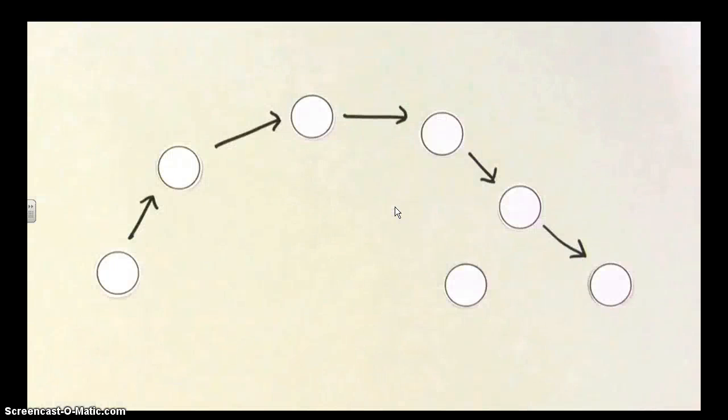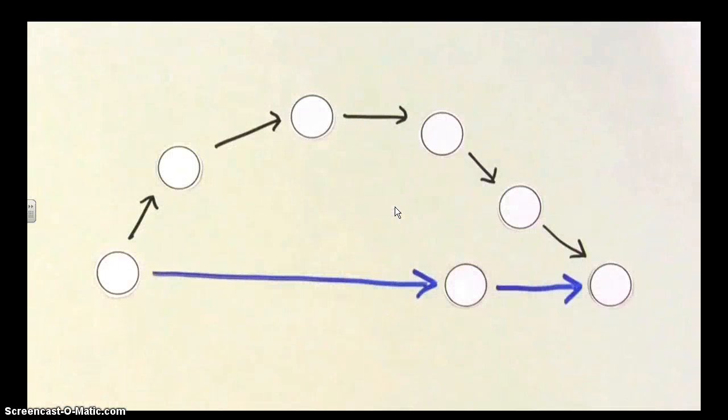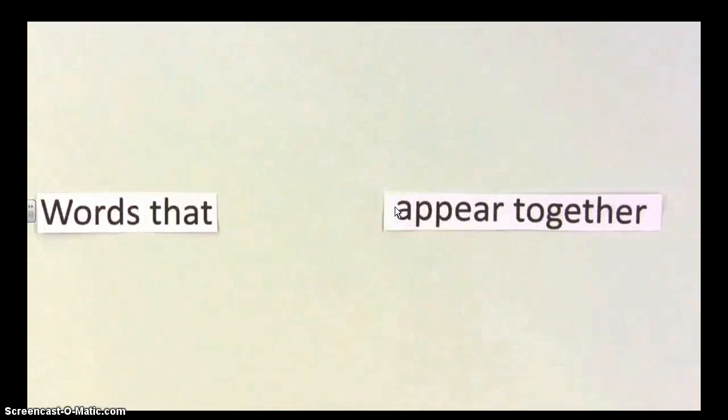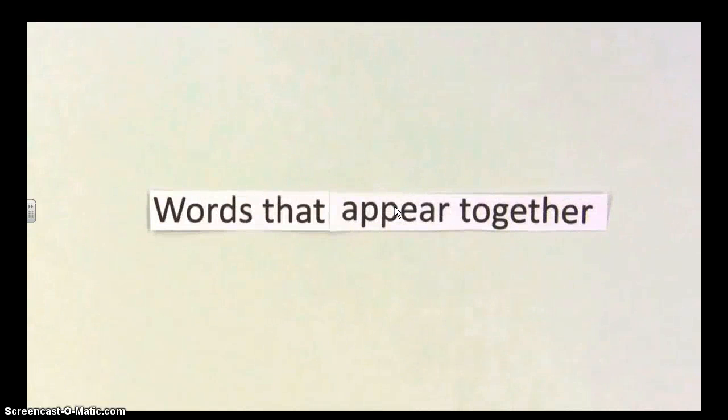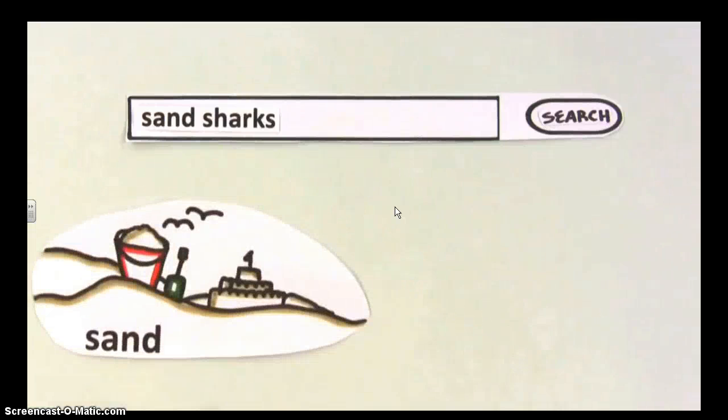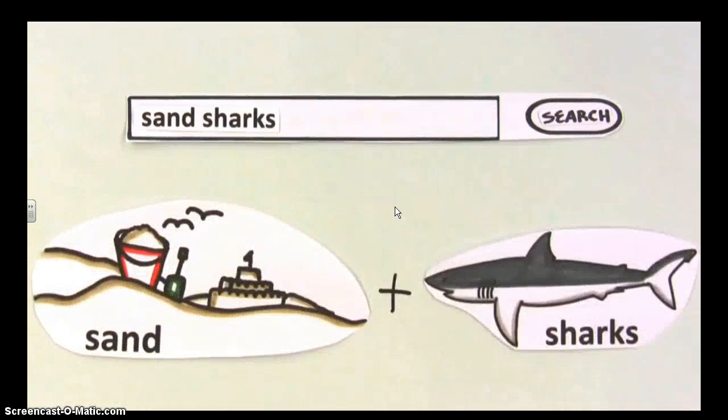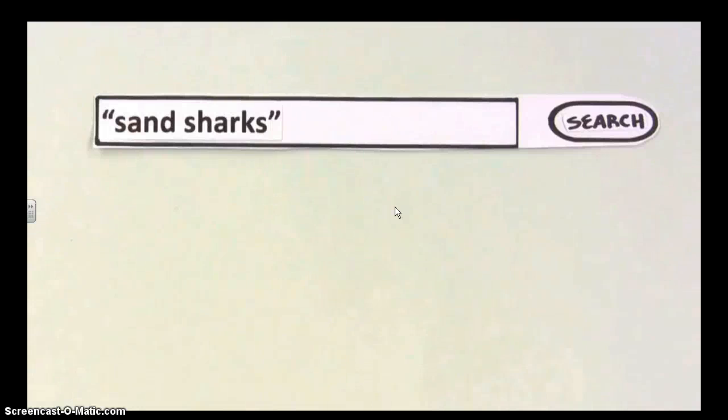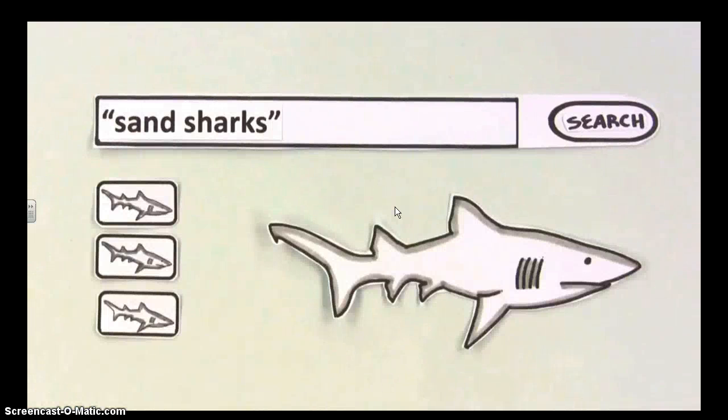But to be a smart searcher, you should know some basic shortcuts. Let's say you're looking for words that appear together, like a phrase or quote. An example is a search for information on sand sharks. If you search for it like this, the search engine looks for pages with sand and sharks. To get better results, put quotes around the words, like this. It limits the results to the exact phrase.